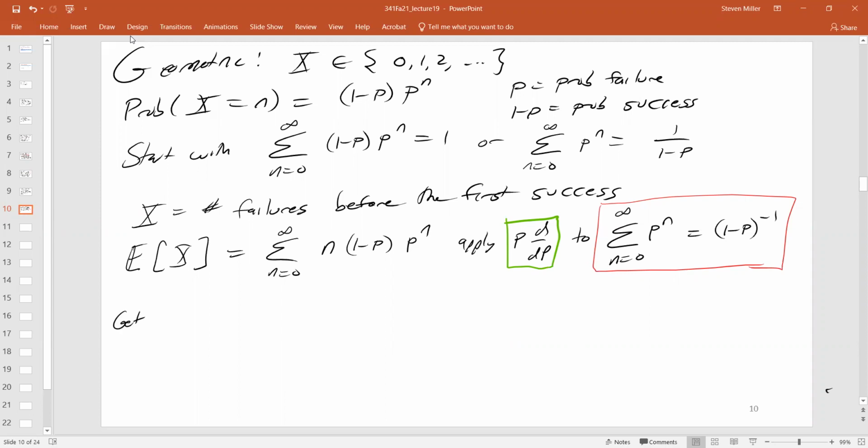p d by dp of 1 minus p. So we'll get p times negative 1 minus p to the negative 2 equals the sum, n goes from 0 to infinity, and we'll get p times n p to the n minus 1.